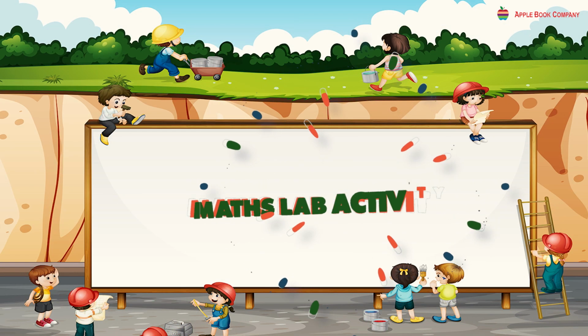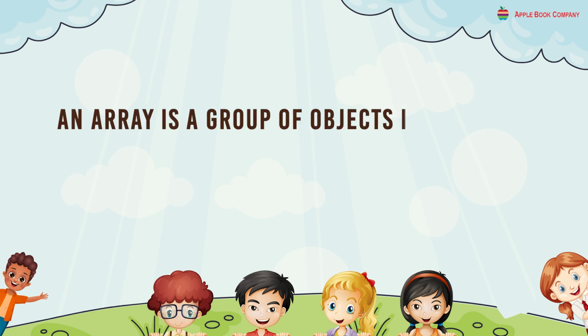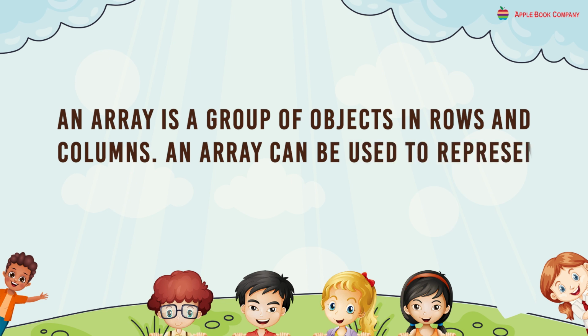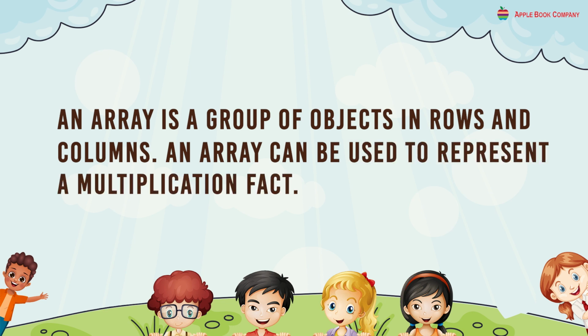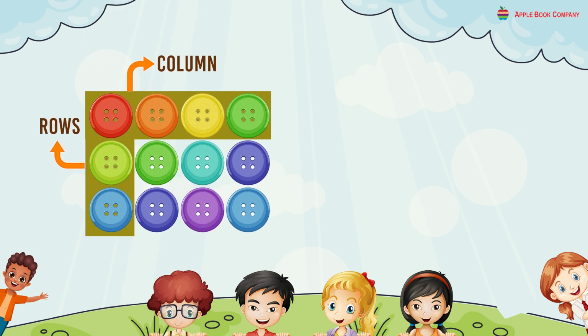Let's look at a maths lab activity. An array is a group of objects in rows and columns. An array can be used to represent a multiplication fact. Observe the following example. We can show 3 rows of 4 buttons like this. 3 rows of 4 buttons each. 4 plus 4 plus 4, which is 3 multiplied by 4, that is 12.